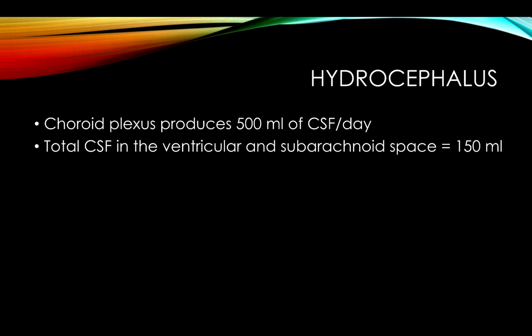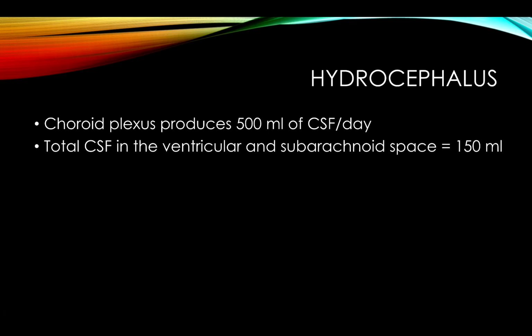So let's talk about some things that can go wrong with this whole system. First of all, we can have something called hydrocephalus. Now, normally choroid plexus makes about 500 cc's of CSF per day, which is quite a lot when you consider that all the CSF in the ventricular and subarachnoid space at any one time is only 150 cc's. So what does that tell you? That tells you that this normally circulates very efficiently. And it needs to circulate very efficiently because of all the CSF that's being produced every day.